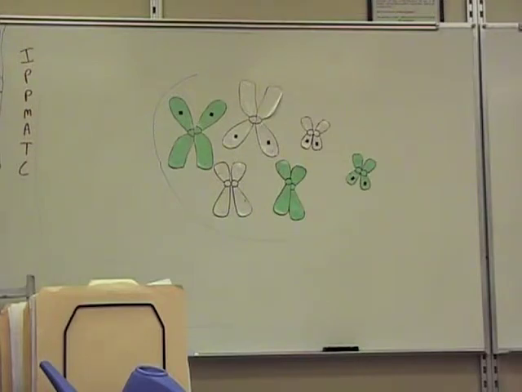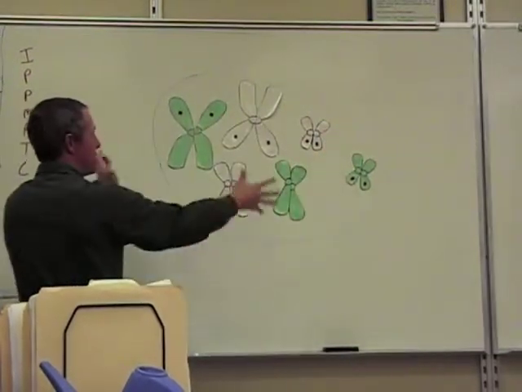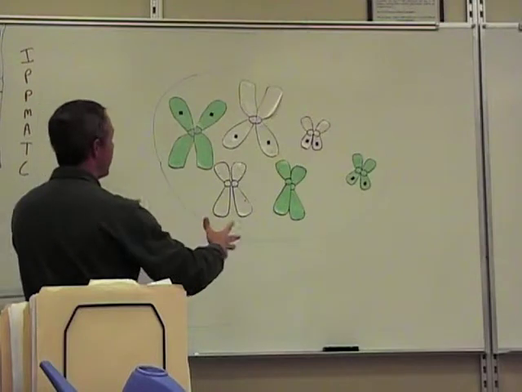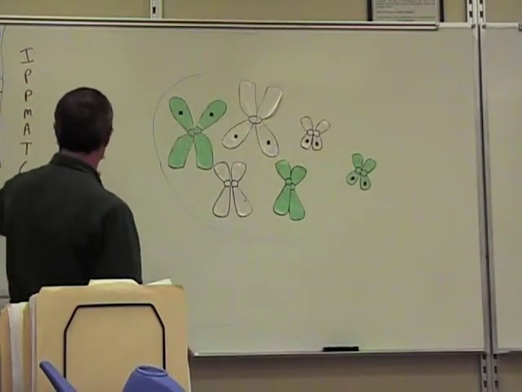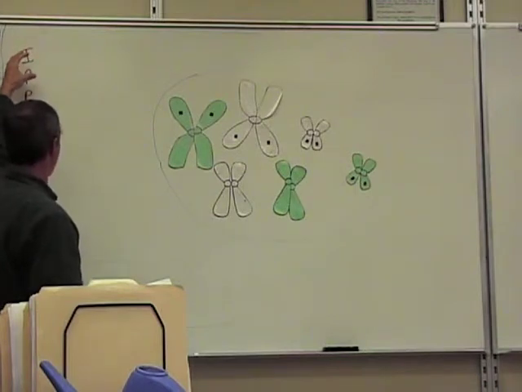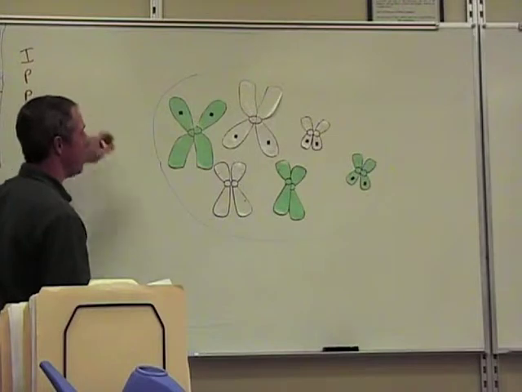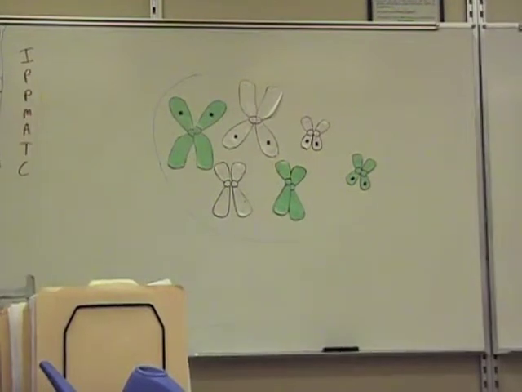So here's a cell. This whole big thing is a cell. They're actually smaller than this. And here's the nucleus of the cell. And so, after interphase, which is just normal cell life, the cell suddenly goes into prophase. And various things happen.